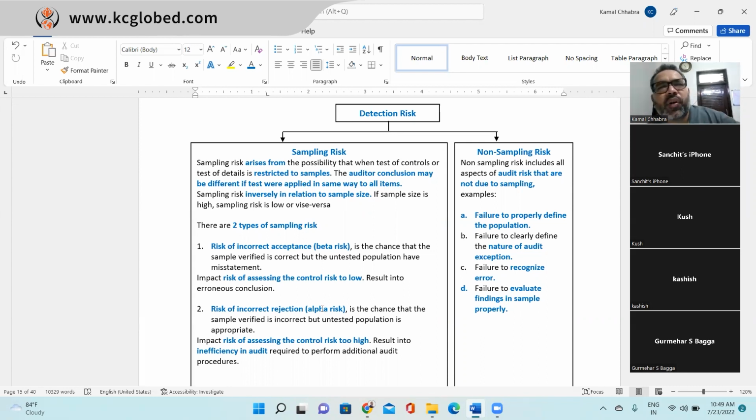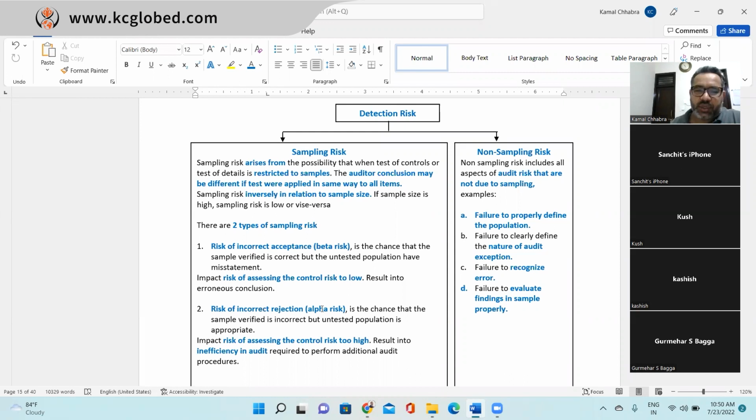One, for example, you are testing purchases, right? And you have chosen to test, let's say, 25 samples from the entire purchases, where total transactions are 1000, out of which you have selected 25 as a sample. So there might be a possibility that those 25 are right, but in the rest of the 975 there might be some problem. Or it can be vice versa as well. In those 25 there might be 5 misstatements, but in the rest of the 975 everything is perfectly fine, right? There might be a possibility, yes or no?